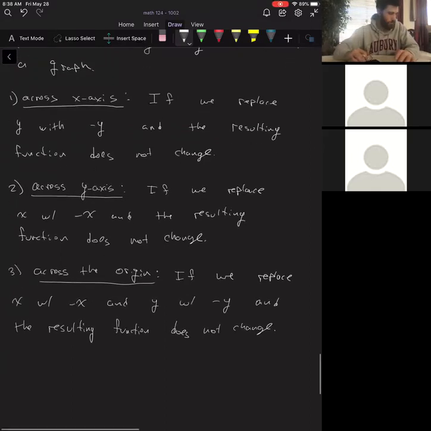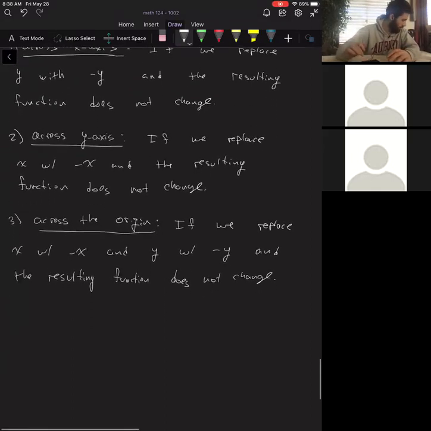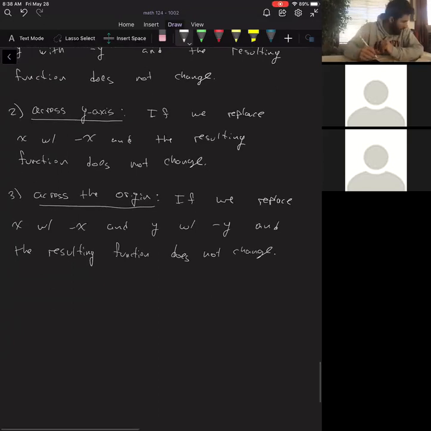So let's do some examples with these ones. This is going to be from 15 through 26. So let's start with, how about number 15? So we want to know, for the following, or let's say, state the type of symmetry for the following.